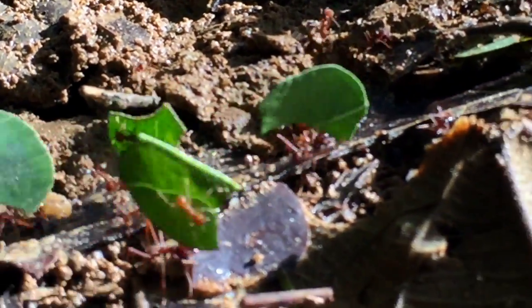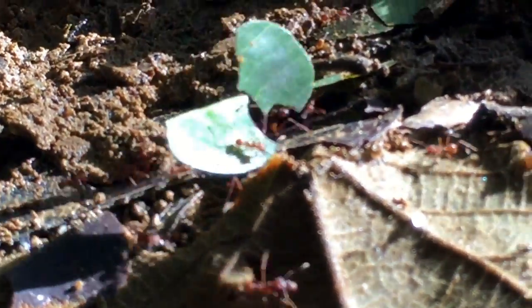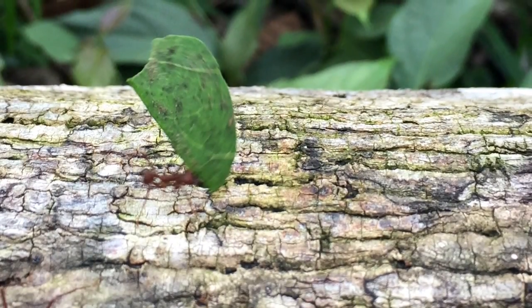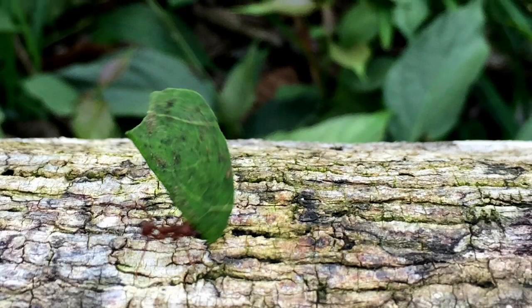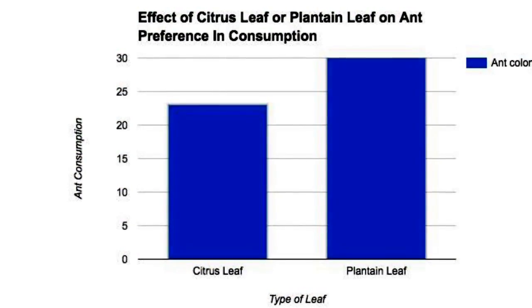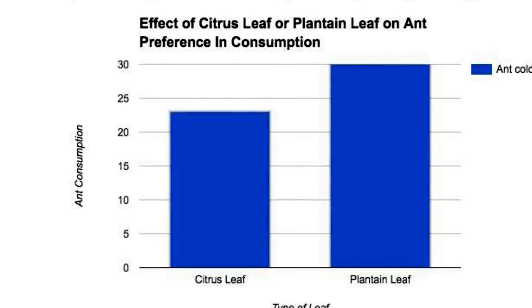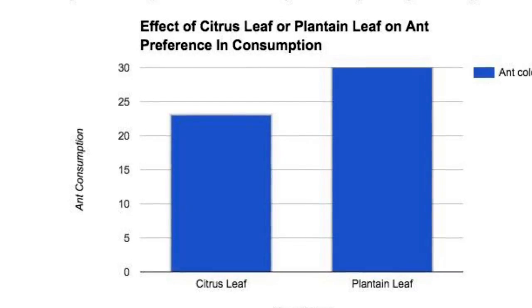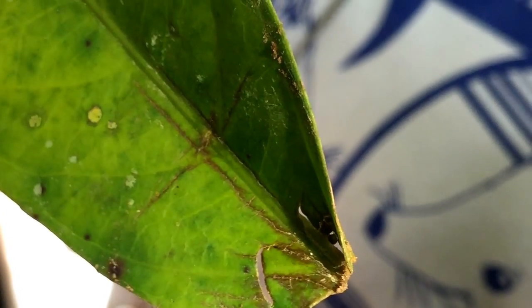My investigation for this group 4 activity was to investigate if ants had a specific drawing towards one food or another. In particular, I investigated the two most common leaves found around their area, which were the plantain leaf and the citrus leaf. My graph is basically showing how the plantain leaf has been more consumed by the ants versus the citrus leaf, and my investigation's conclusion is that the ants consume the plantain leaf more.